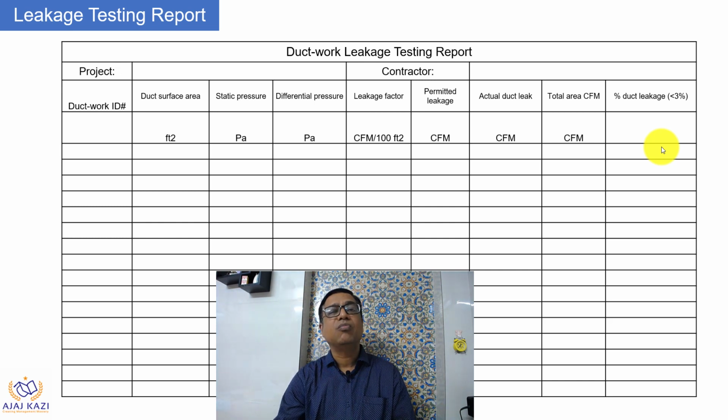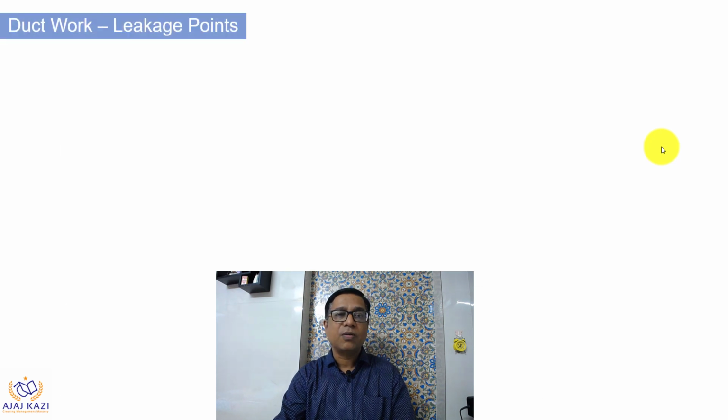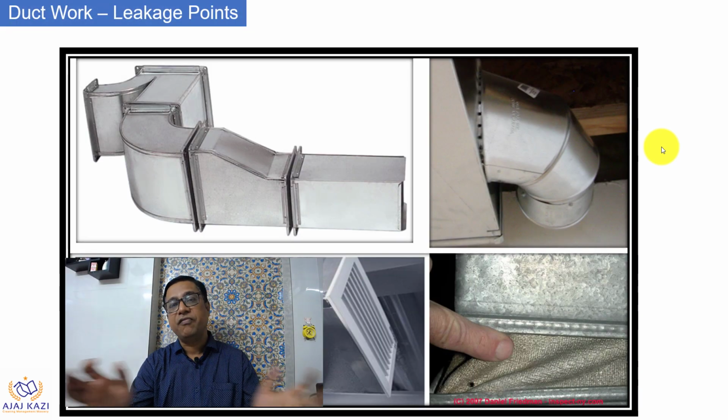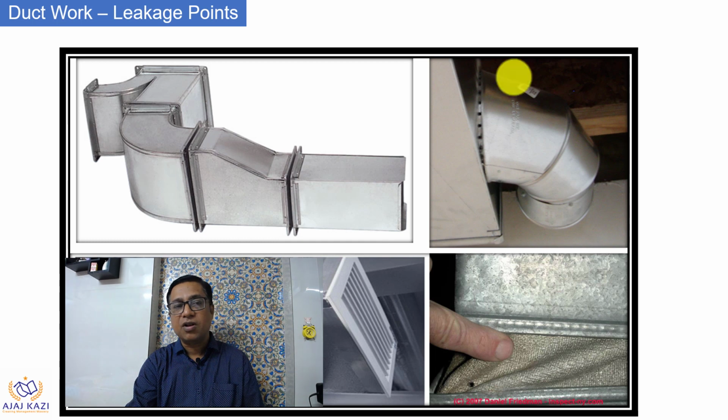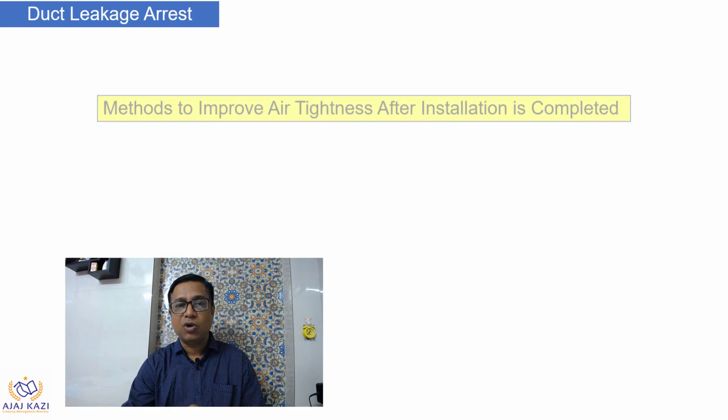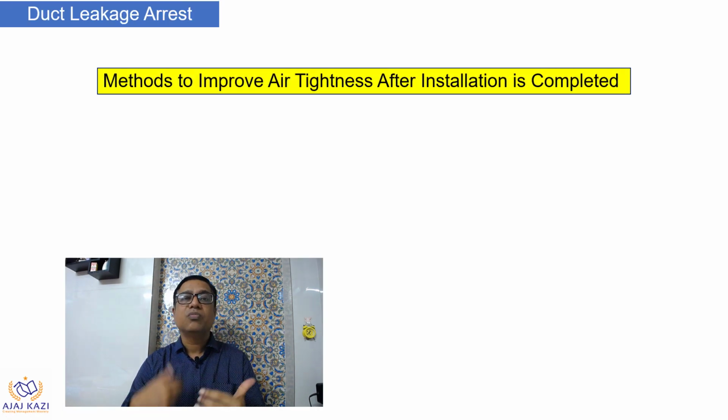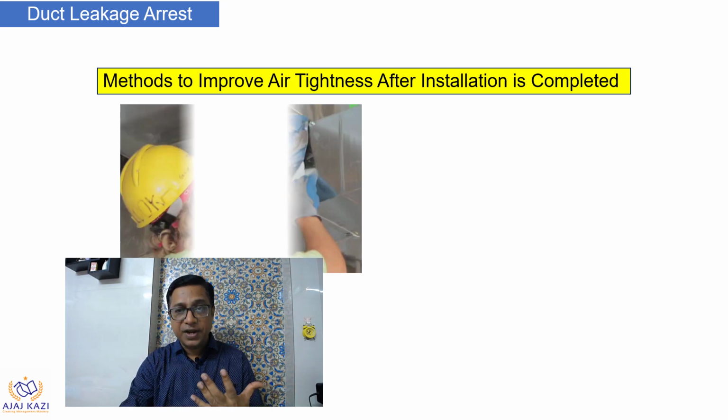If the duct leakages are more than 3%, we can go for leakage points. Where are those leakage points? You can find out from this duct section or this duct section. You can see there are leakage points over here, and over here. Similarly, you can find them in various sections of ducts. Once you identify these leakage points, then you have to do a leakage arrest. How can we make the ducts more and more airtight?